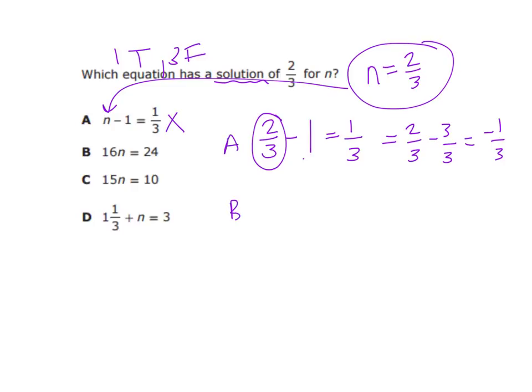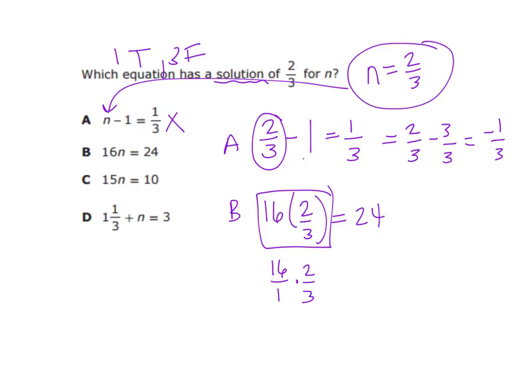So now let's try B. We have 16n. So in place of n, we're going to put 2/3, and it should equal 24 according to this one. So I'm just going to deal with this side right here. 16/1 times 2/3. I would get 32/3, which simplifies down to 10 2/3. Again, that one's not equal.